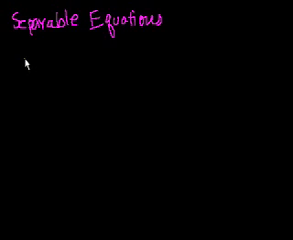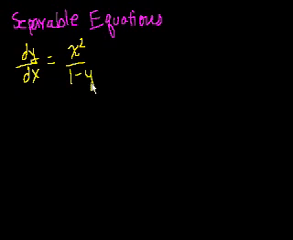So the first separable differential equation is dy over dx is equal to x squared over 1 minus y squared. And actually, this is a good time to just review our terminology. So first of all, what is the order of this differential equation? Well, the highest derivative in it is just the first derivative, so the order is equal to 1. So it's first order. It's ordinary because we only have a regular derivative, no partial derivatives here.